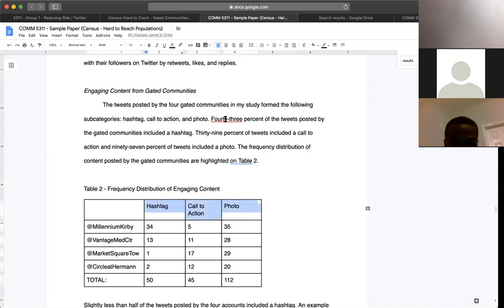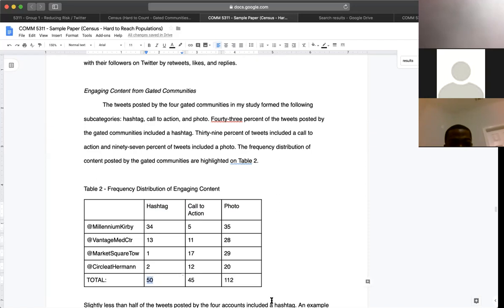And then I go into the 43% of the tweets posted by the gated communities included a hashtag. And that coincides with this one. 39% focused on this. And then 97% of the tweets included a photo. The way that I actually got those numbers was that I added these on the table first, like the hashtag, call to action, and then photo. I added those per apartment complex. And those are numbers from the spreadsheet. And then I just calculated those up with my phone.